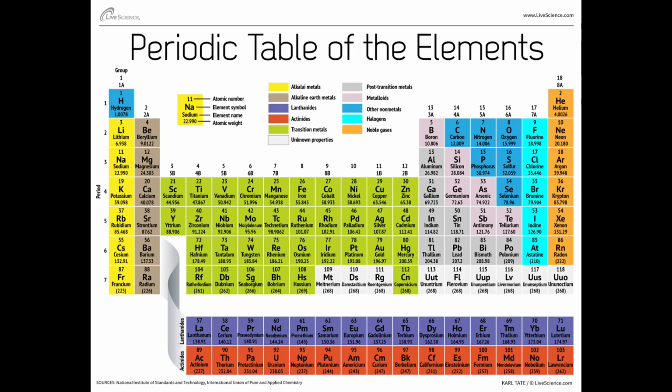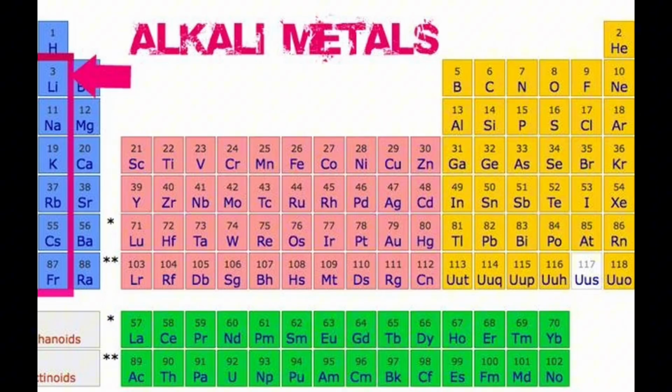Let's start off with the periodic table. Notice anything? There are 18 different groups, each with its own trait. Now, let's start off with the first group, alkali metals. They have one proton, which means that they also have one electron.